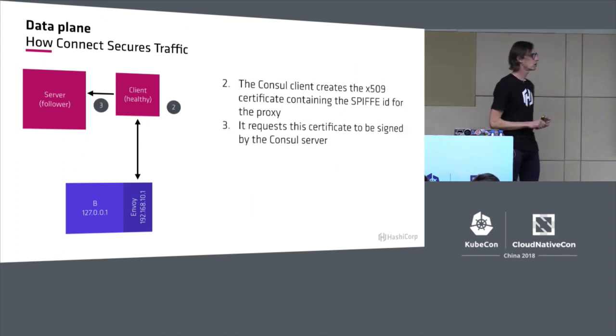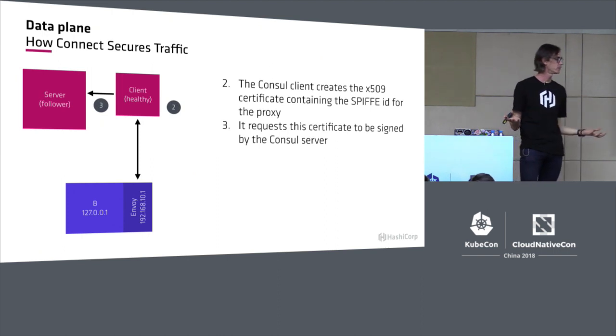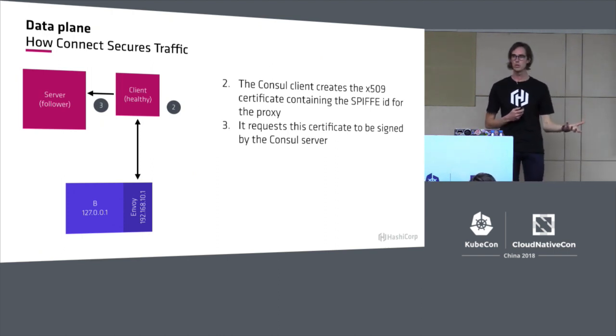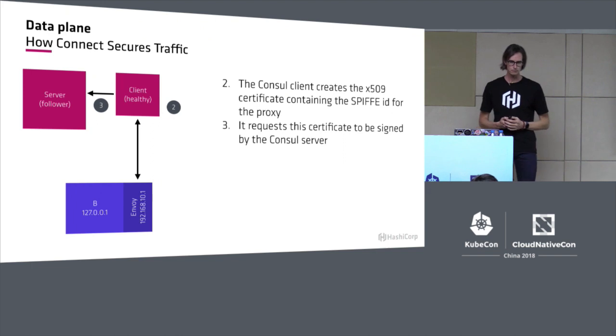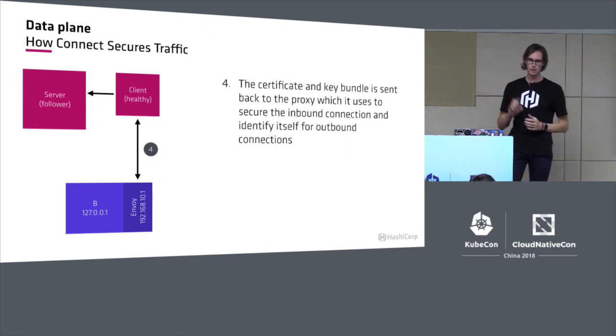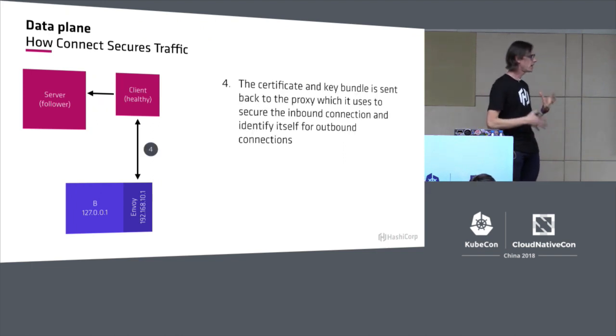The next step is that the Consul client is then going to get those certificates signed. It's going to delegate that to the control plane. And once that key bundle has been passed back, then Envoy can start to secure those connections.